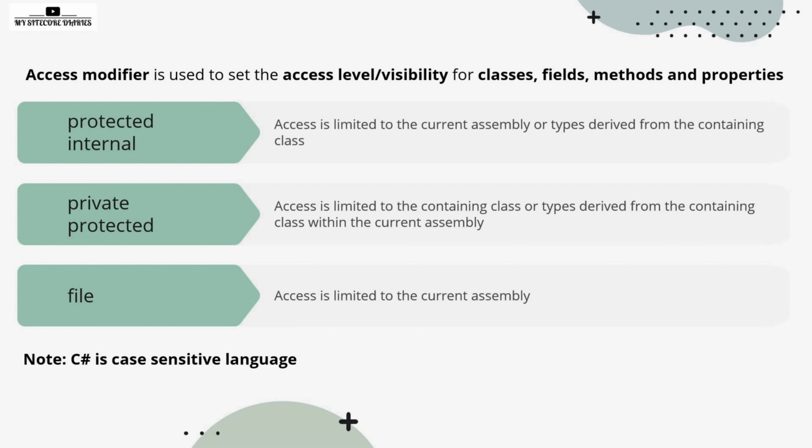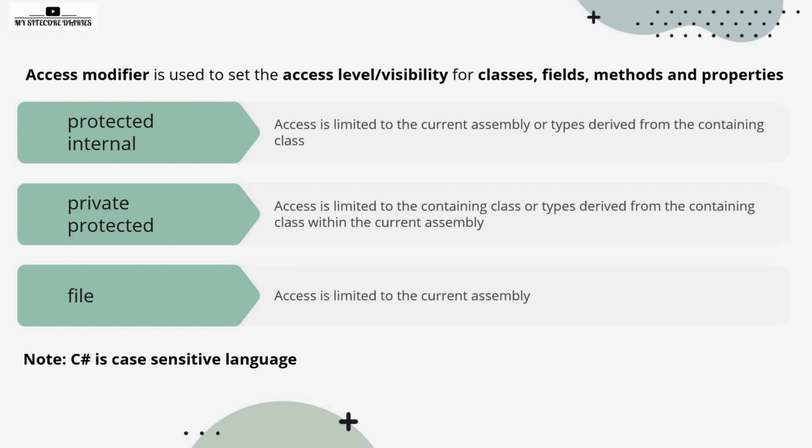Please remember, C# is a case sensitive language. So whenever you are using these access modifier keywords, they should be the way they are displayed on your screen. If you say public, the P is not capital. It is lowercase only, public. Then private protected is also lowercase, protected internal lowercase. Okay, so those keywords are lowercase, so make sure that you use them like that only. C# is a case sensitive language.